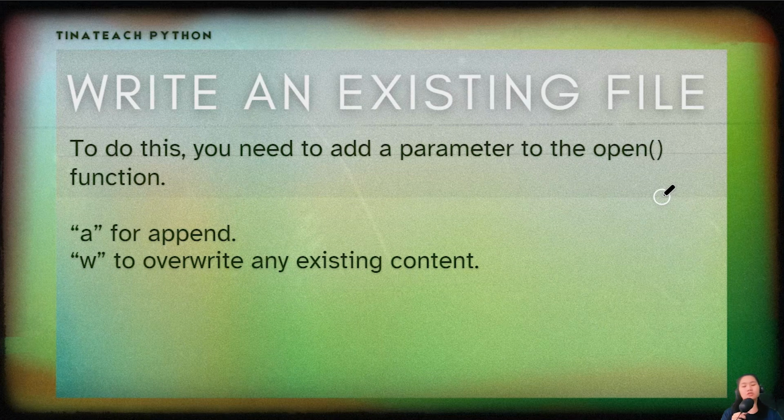Now, to do this, you need to add a parameter to the open function. The two parameters we're going to look at are A for append, meaning add on, and W to overwrite any existing content. So remember, A for append, W to write or overwrite, to be exact.